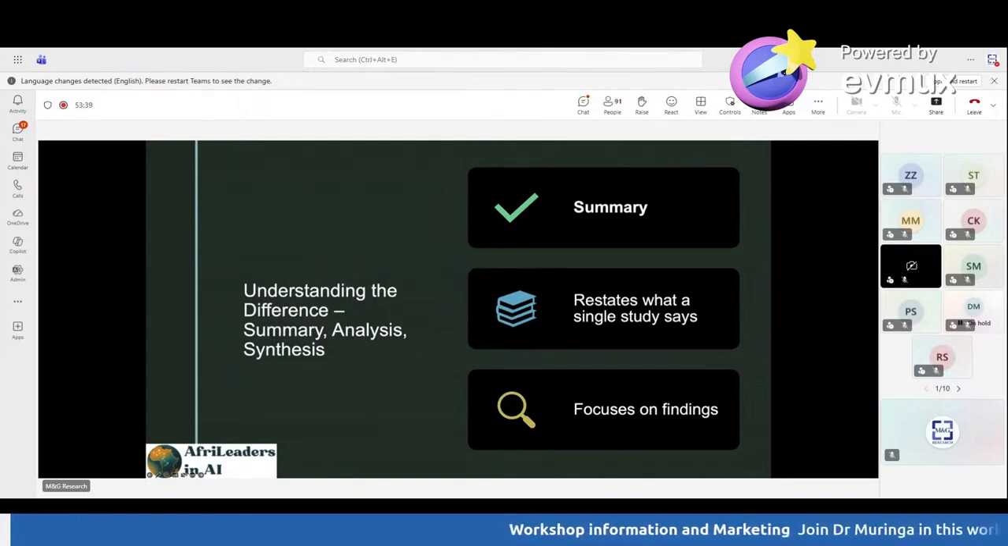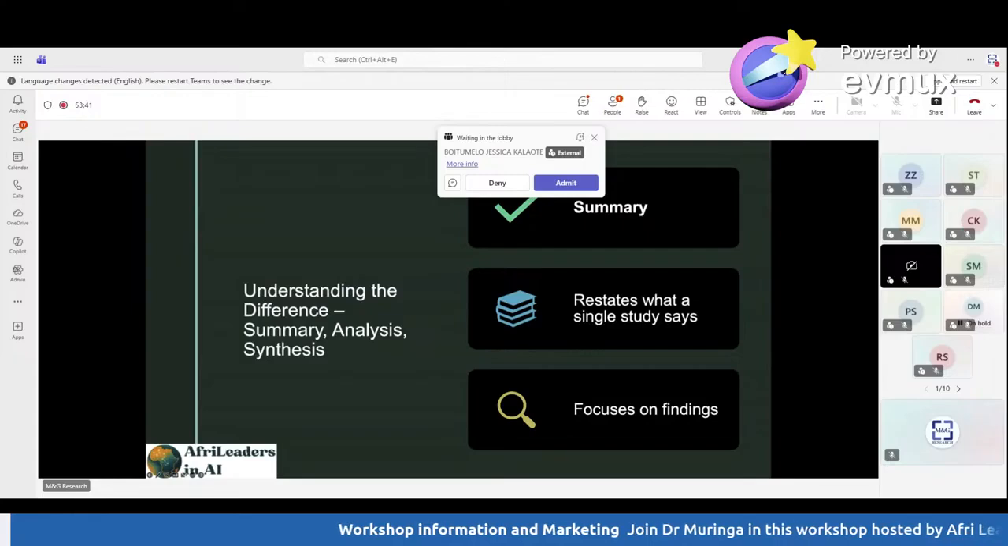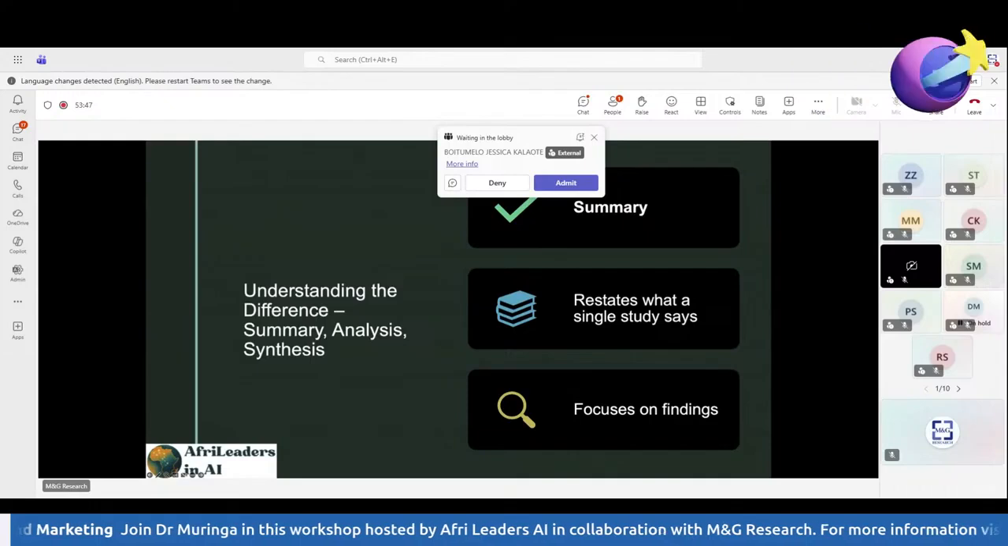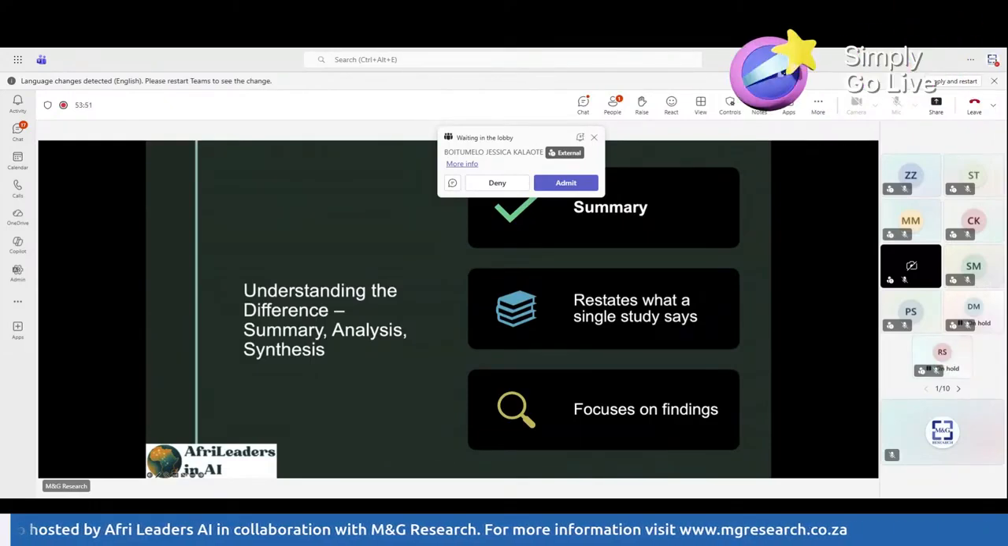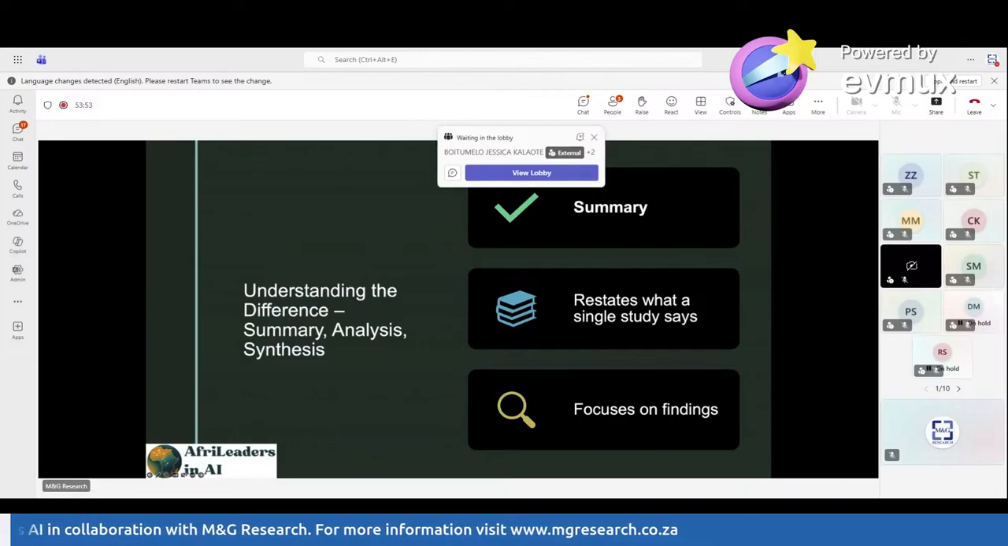So basically you have 50 paragraphs in your literature review, and each of these 50 paragraphs is focusing on a different study.